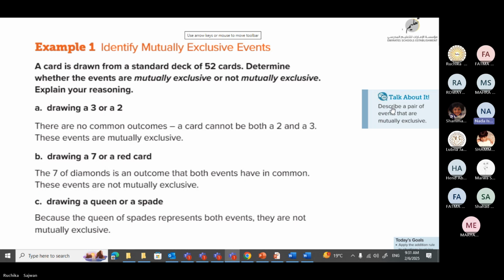A card is drawn from a standard deck of 52 cards. Determine whether the events are mutually exclusive or not mutually exclusive. Explain your reasoning.